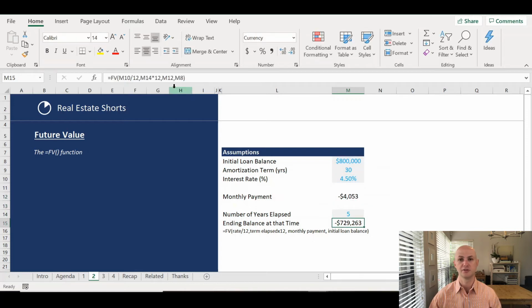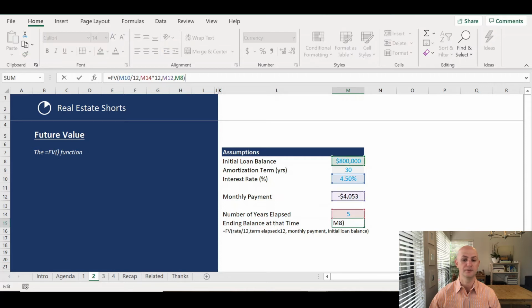So next question is, at what point in time do you want to estimate that future value? In this case, we're saying 5 years from now. So at the end of the 5th year, what's the remaining loan balance? That's why this 5 is here, and you'll see why it's important in a moment.